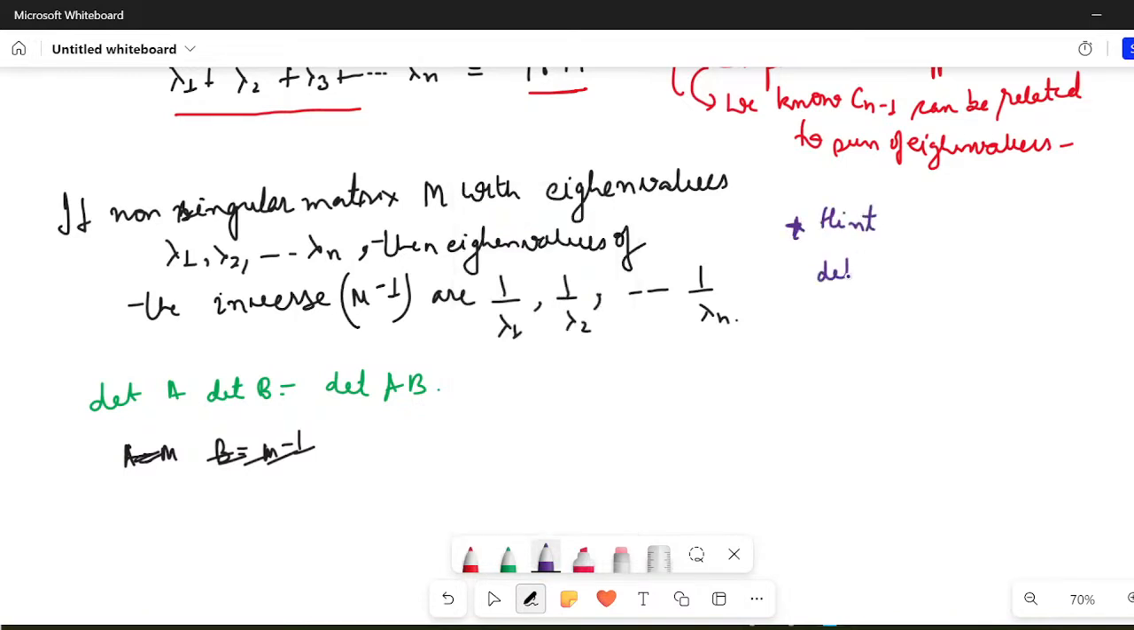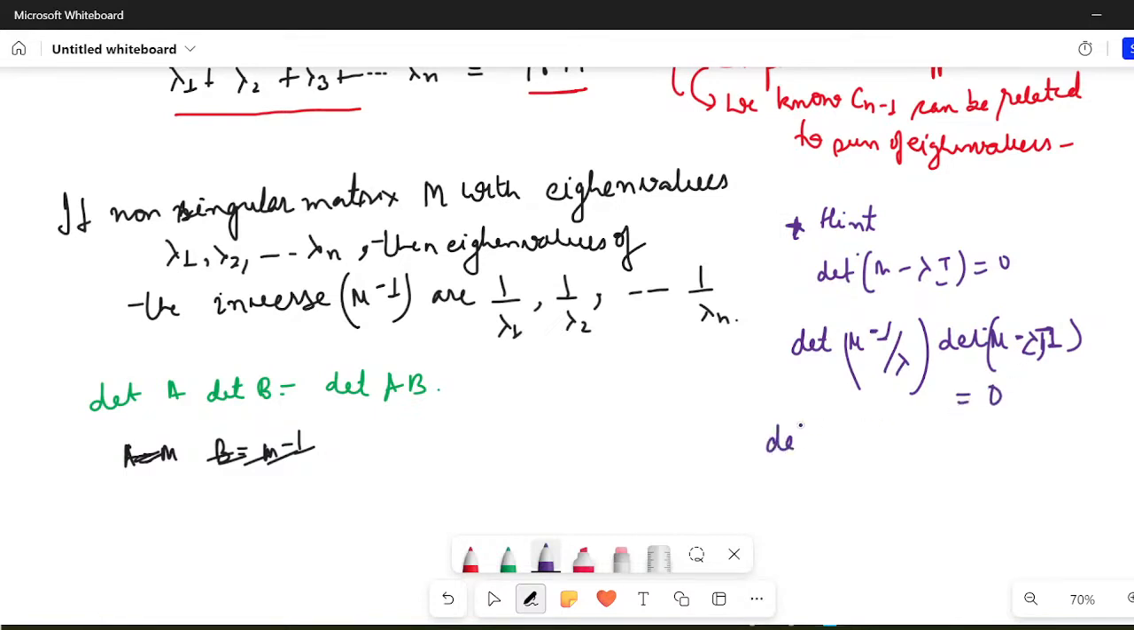So I know that I'm solving the determinant of M minus lambda I is equal to 0. This is what we want to solve if we have to find the characteristic equation. If this determinant is multiplied by M inverse upon lambda, you will get the determinant of M inverse upon lambda into the determinant of M minus lambda I is equal to 0.